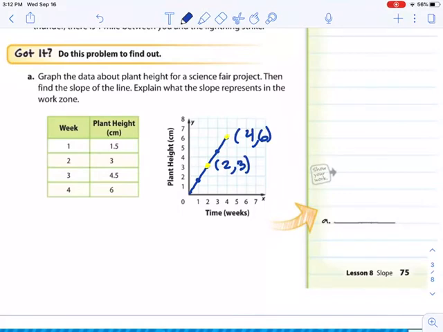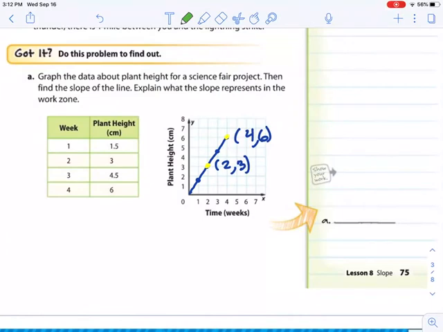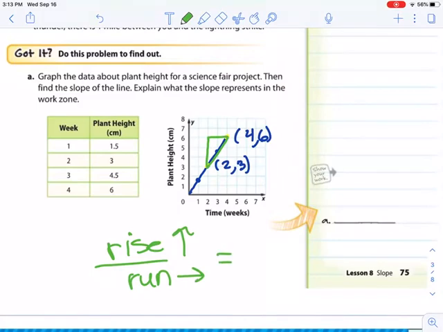So now that I found 2 good points, I like to connect them to find the rise over run. I start at my bottom point and I go up and then right to my second point. And then I like to just close it off. Remember that slope is rise over run. Rise is how far up we went. Run is how far to the side we went.